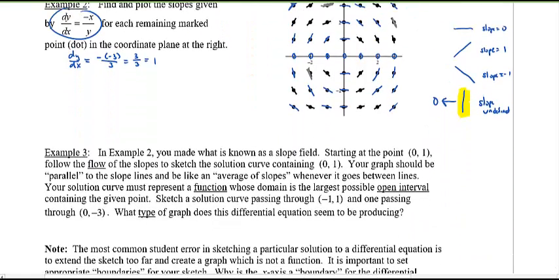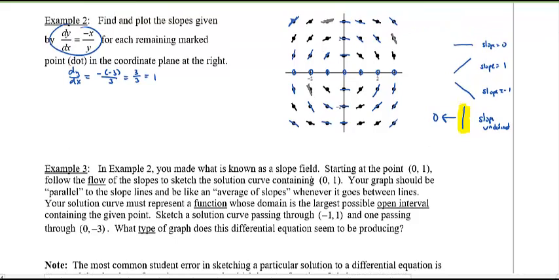So like I said to you earlier, example number 2, what we just drew out, is what we call a slope field. Yeah, this thing. And starting at the point (0, 1), so if I start it right here, I'll use yellow right now, okay? You can follow the flow of the slopes to sketch the solution curve containing the point (0, 1).